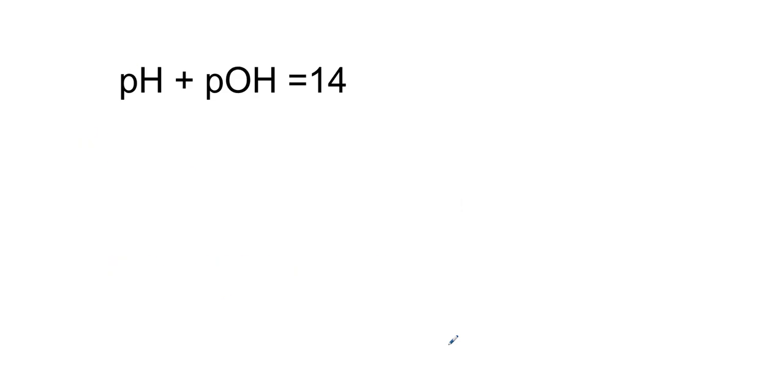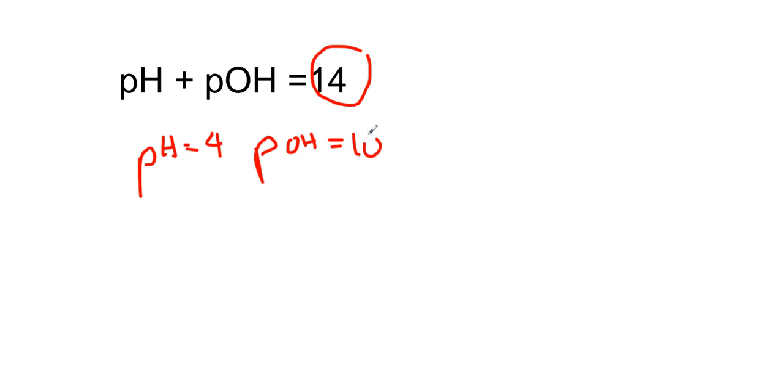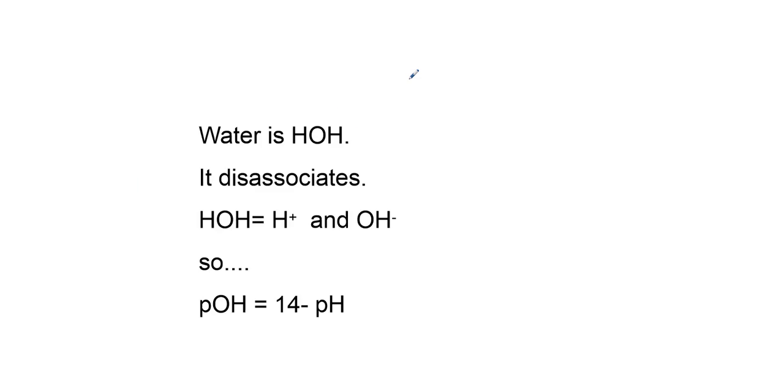Okay. How can we bring these two together? The magic number is 14. The pH plus the pOH equals 14. Too complicated? Let's try it. What if I told you that the pH is 4? What would be the pOH? It would be 10. 4 plus 10 is 14. How easy is that?